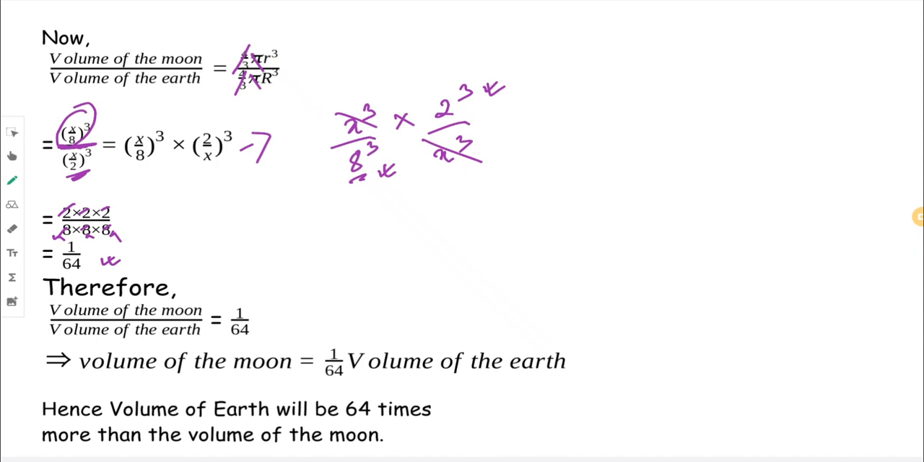So you can notice here, I'm taking this volume of the earth to the other side, it will become 1/64 volume of the moon, which means in simple term what? Volume of the earth will be 64 times more than the volume of the moon. Why? Because see, volume of the moon is how much? Just 1/64, right? Out of the 64 is just one time, right? So in simple, we understand the volume of the earth is 64 times more than the volume of the moon.